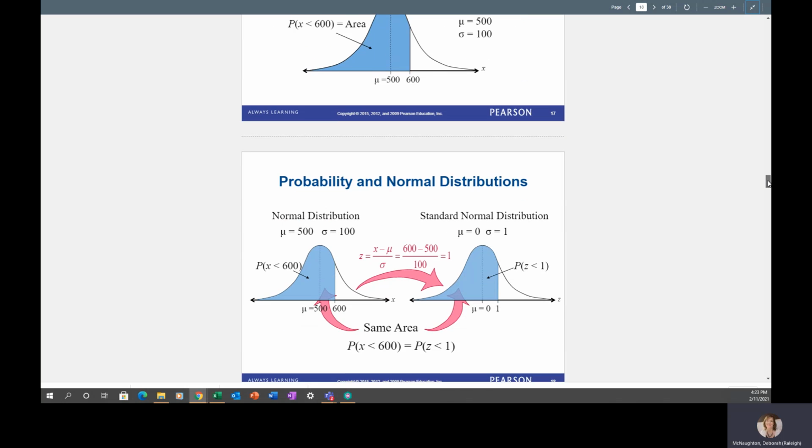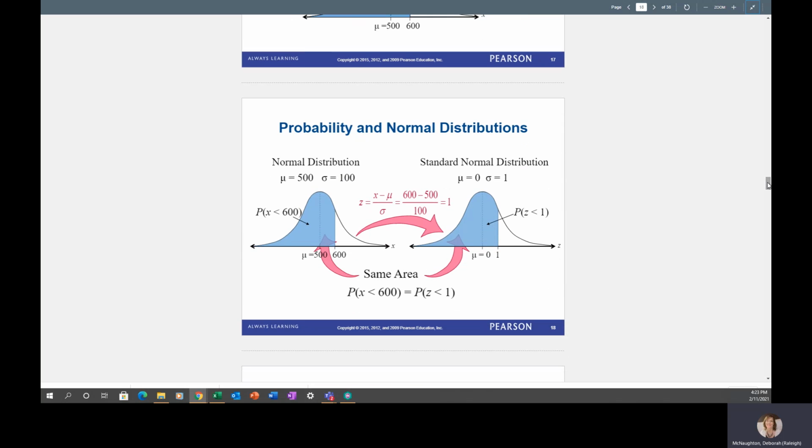So there are two ways we can do that. We can convert the value of 600. Basically we're taking this curve and converting it into a standard normal curve. So x is 600. We use the formula for z, x minus mu over sigma, and I get 600 minus 500 over 100, which is 1. So I'm going to use my standard normal curve, and I can look up when z is 1, and I can use the table and find this corresponding probability.